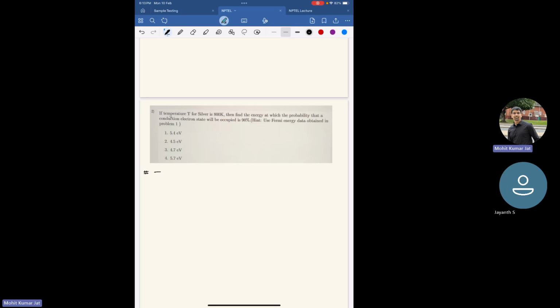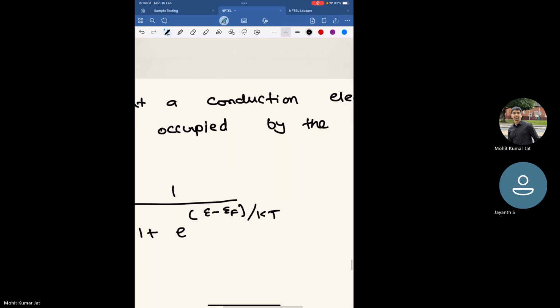So the probability that a conduction electron state at energy E is occupied by the Fermi-Dirac distribution, we all know, is given as this function F(E) is 1 upon 1 plus e to the power (E minus Ef, that is the Fermi energy) by kT. This is kBT.